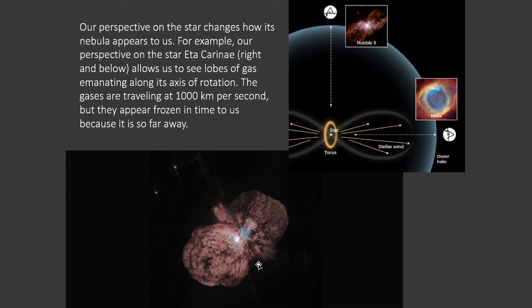We can measure how fast these gases are moving, and they're moving very fast, thousands of kilometers per second they're ejecting from the star. But they just appear frozen in time, so we don't see these changes because the star is so far away. Even that rapid motion is not detectable except over longer periods of time.